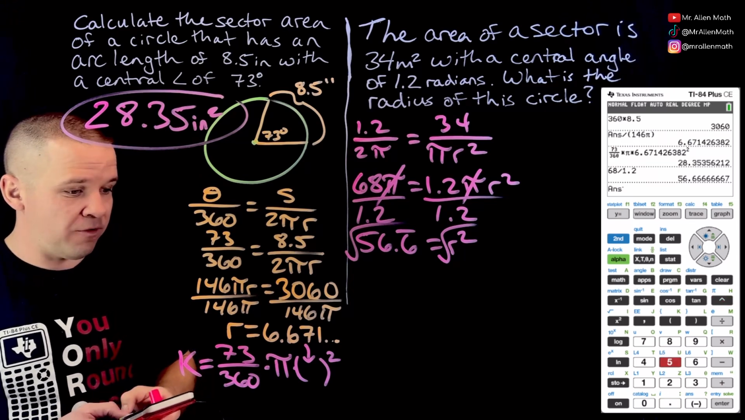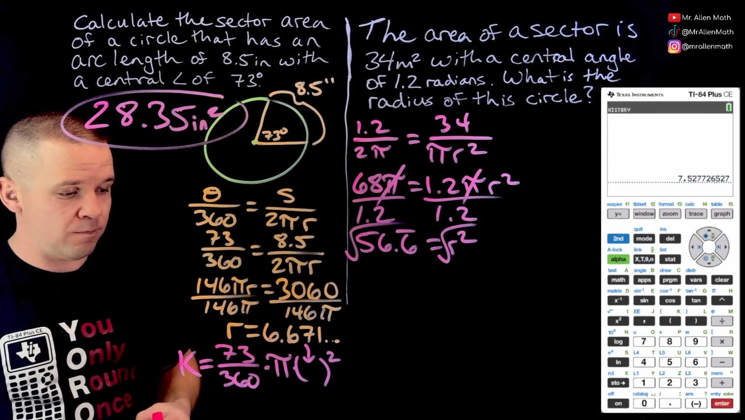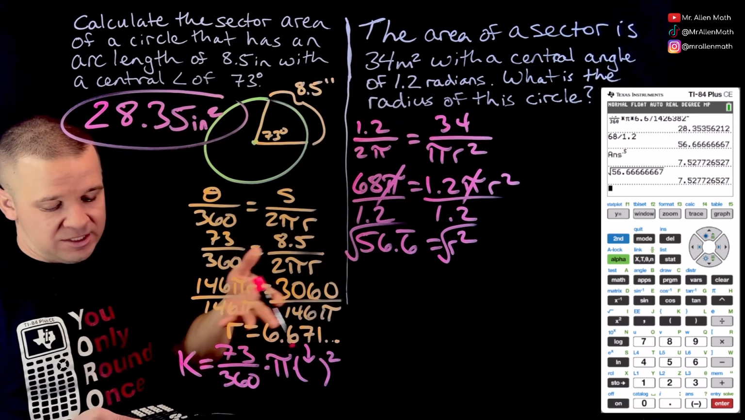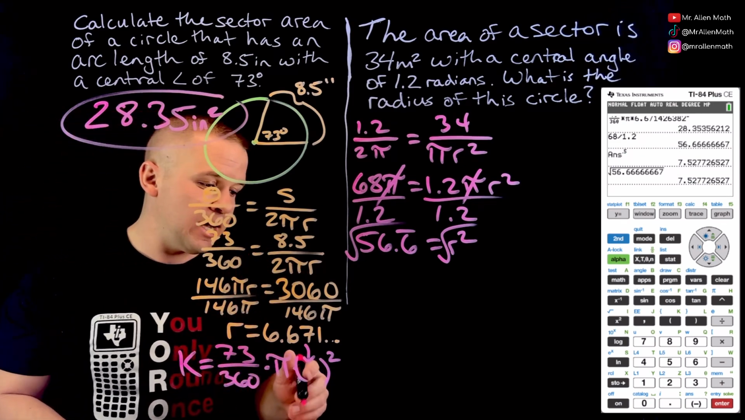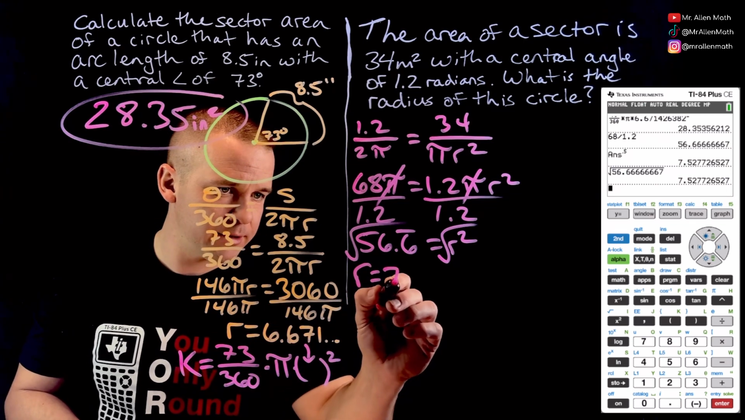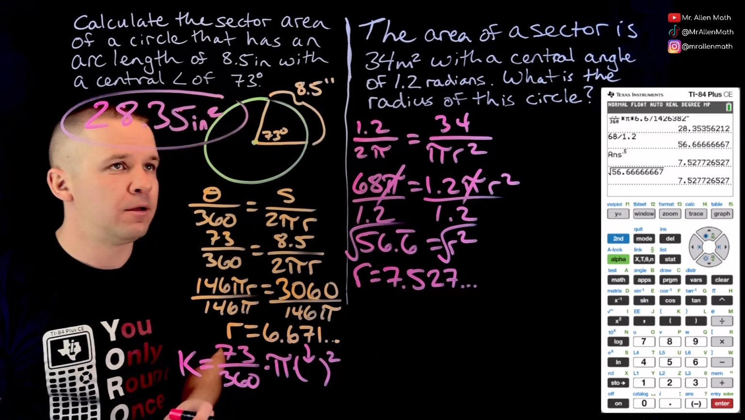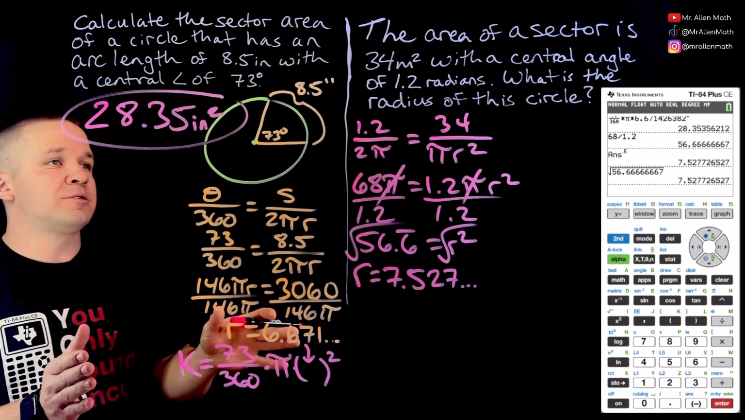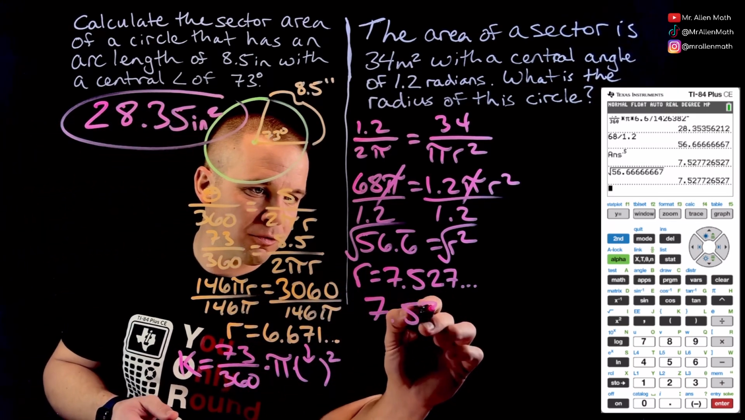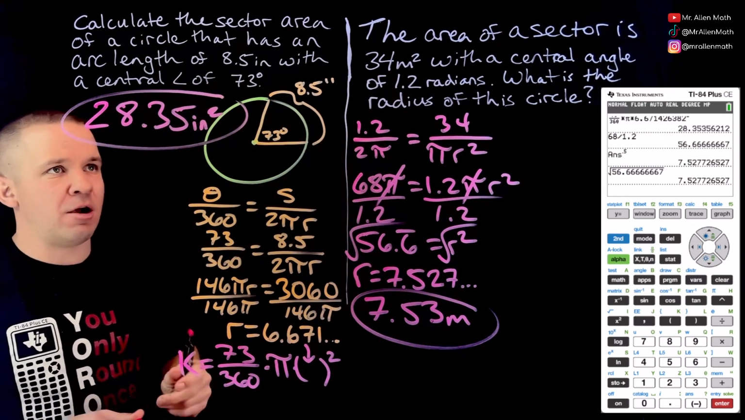Alrighty, so raise to the 0.5 or square root. You could do that as well. You could hit second, square root, arrow up, put that guy in there. Either way is cool, right? I like to raise to the 0.5. It's less keystrokes, saves time, and I get r equals 7.527 and change. Okay. So now it wants to know, oh, that's all it was. What is the radius of the circle? Cool. It didn't ask for anything else. So 7.53 meters.